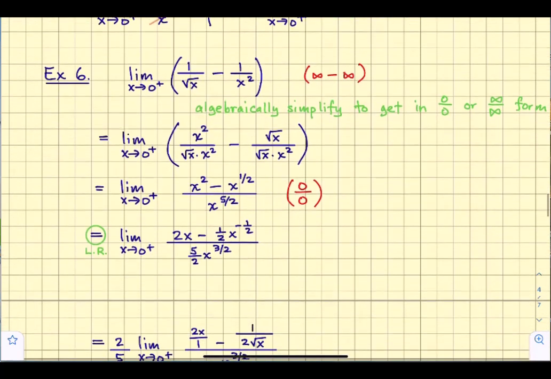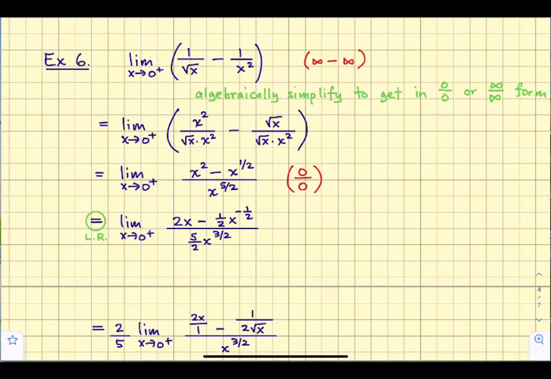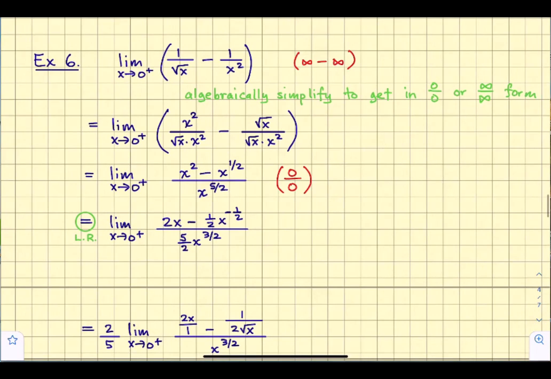Okay, another type of indeterminate form is an infinity minus infinity. If you take a look at the limit as x approaches 0 from the right of 1 over the square root of x minus 1 over x squared. As x goes to 0 from the right, this function is going to positive infinity. This function is also going to positive infinity. So this is an infinity minus infinity indeterminate form, and we don't know how this will end. We need to first algebraically simplify it to get it in either a 0 over 0 form or an infinity over infinity form, and then we can use L'Hopital's rule.